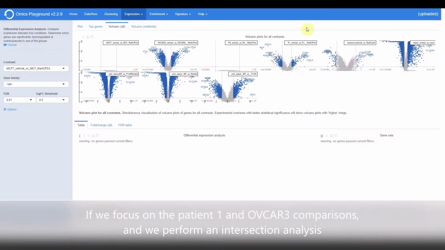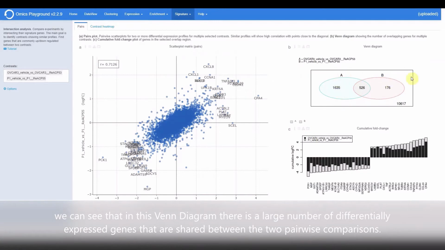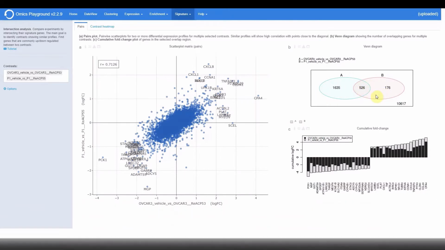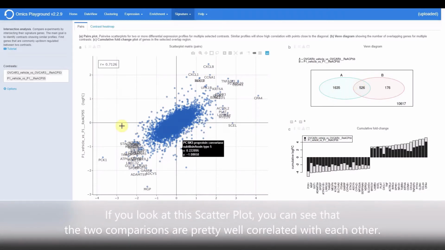So if we focus on the patient 1 and OVCAR3 comparisons, and we perform an intersection analysis, we can see in this Venn diagram that there is a large number of differentially expressed genes that are shared between the two pairwise comparisons. And in fact, the majority of genes contained within the patient 1 comparison are also contained within the OVCAR3 comparison. If you also look at the scatter plots, we can see that the two comparisons are pretty well correlated with each other.